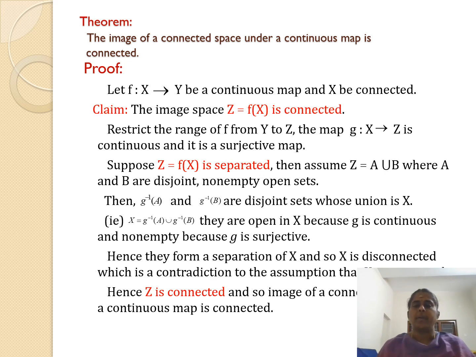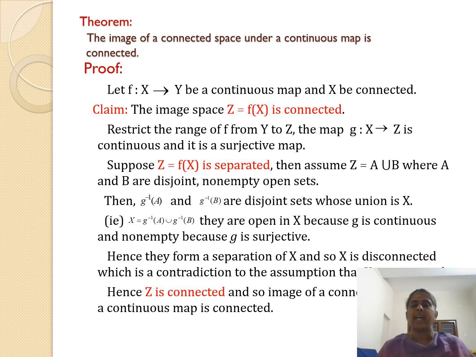Now let us define the mapping g from X to Z, that is, we are restricting the mapping f to Z, and so g is also continuous by the rules for continuous functions. And since we are taking the codomain as Z, which is the image of capital X, we can say that g is surjective also. Our aim is to prove Z is also connected.